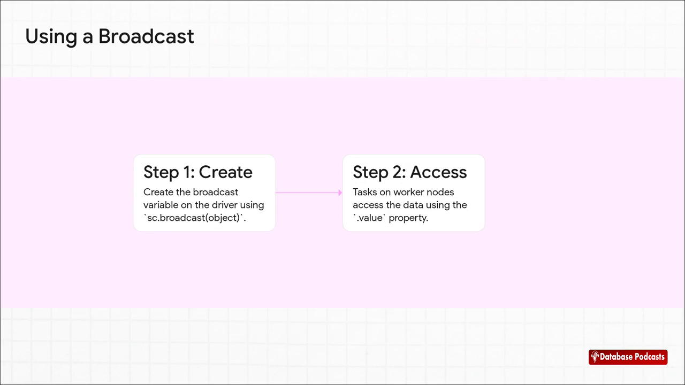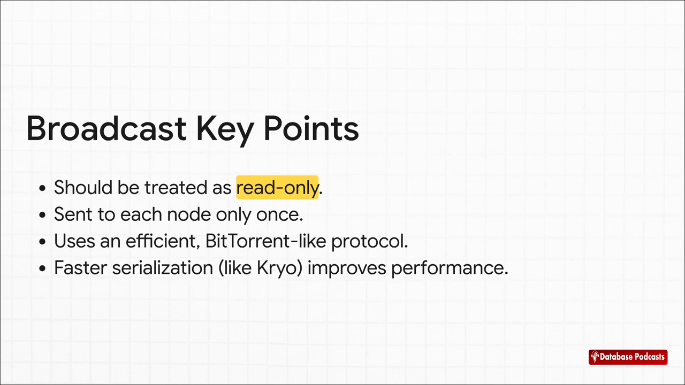And just like accumulators, Spark makes using them incredibly clean. On the driver, you just wrap your big chunk of data in a call to sc.broadcast. Then, inside your worker code, you just use .value to access it. Spark takes care of all the heavy lifting and efficient distribution behind the scenes. It's brilliant. So let's just recap the key things to remember.